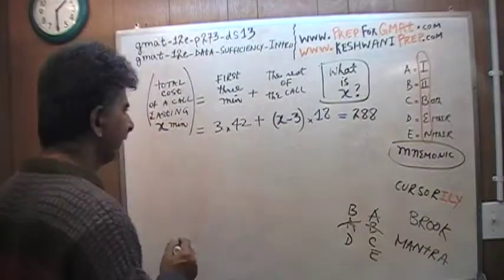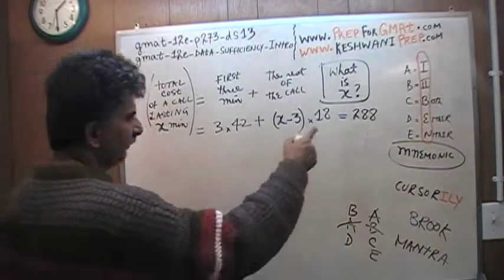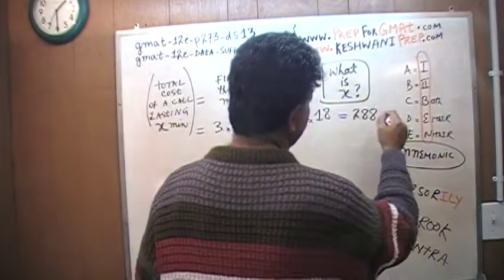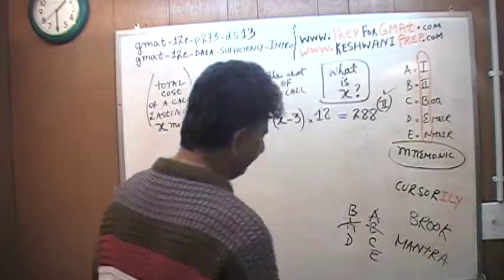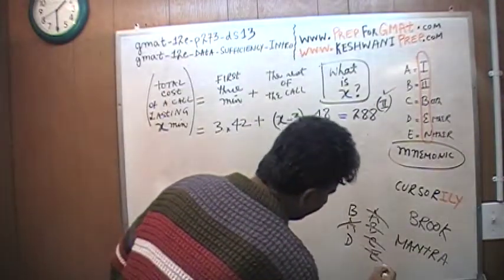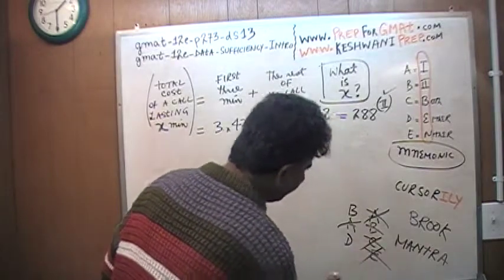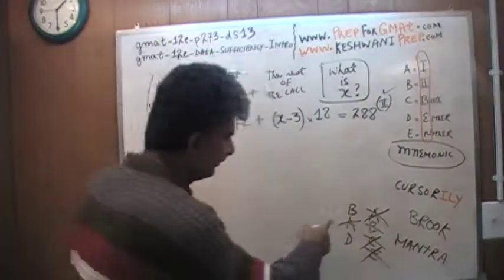So the second statement by itself is good enough. This is your second statement. This part, 288, comes from the second statement. And that is good enough. That tells me that these answer choices are impossible. The answer has to be either B or D.